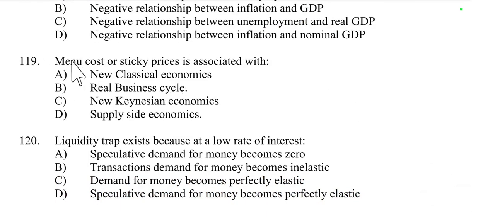Then question number 119, menu cost or sticky prices is associated with: new classical economics, real business cycle, new Keynesian or supply side. It is related with new Keynesian economics. Menu cost, or the cost of altering prices, or sticky prices is associated with new Keynesian economics. It incorporates the concept of menu cost and sticky prices to explain why prices do not adjust immediately to changes in economic conditions, leading to short-term inefficiencies and fluctuation in the economy.